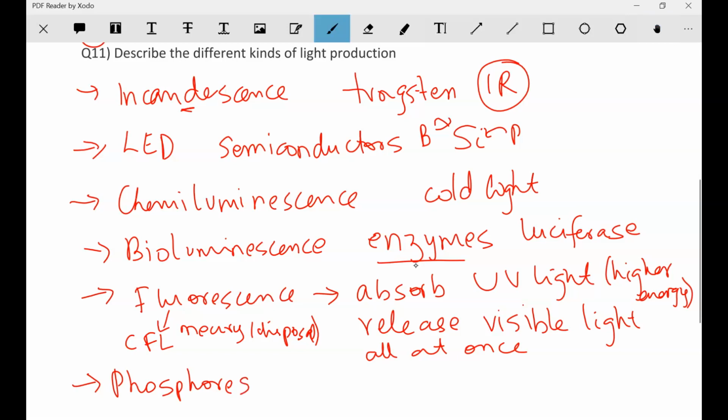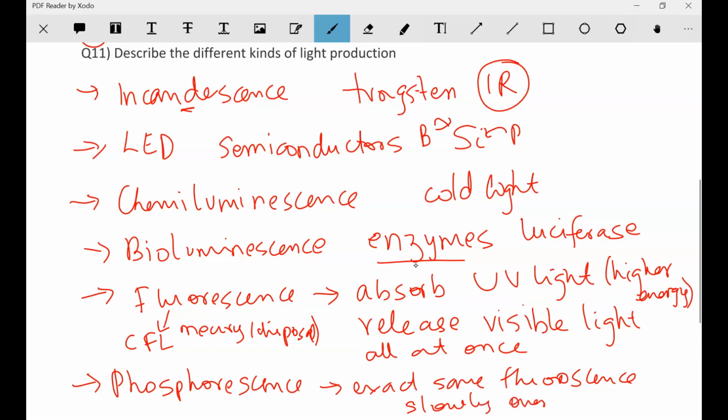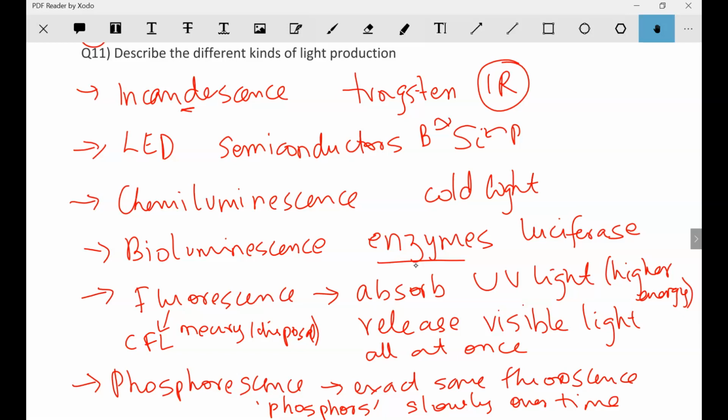Sorry, back to phosphorescence. This is the exact same principle as fluorescence, right? So it still absorbs UV light, releases visible light, but it releases it slowly over time. And these materials are usually phosphor compounds, so they're called phosphors. They contain phosphorus, right? And these are the ones that absorb UV light but release it slowly over time, like glow-in-the-dark stars and stuff like that.